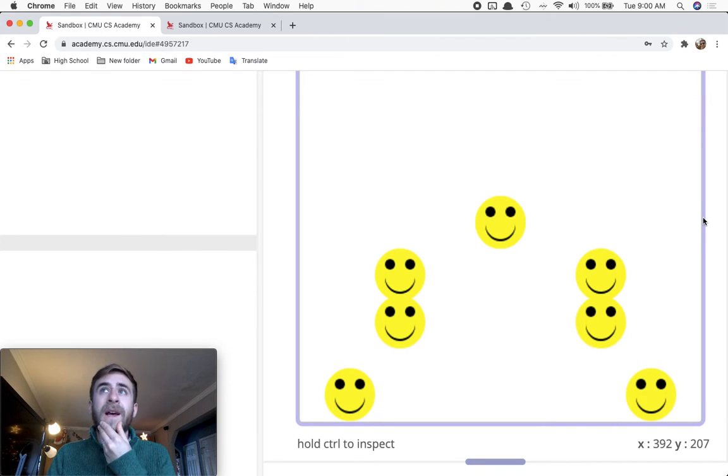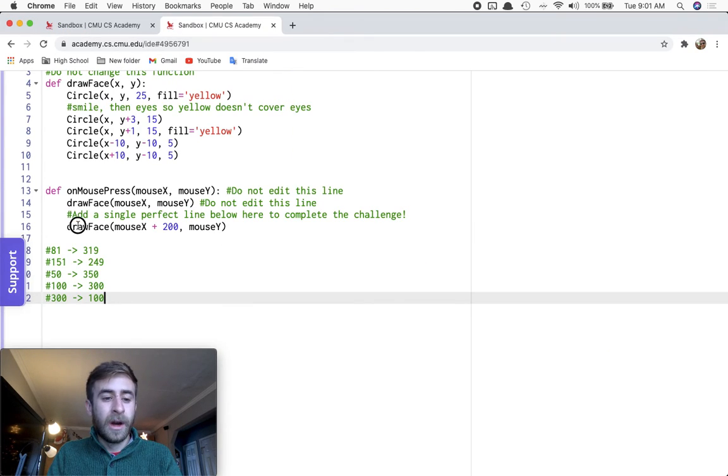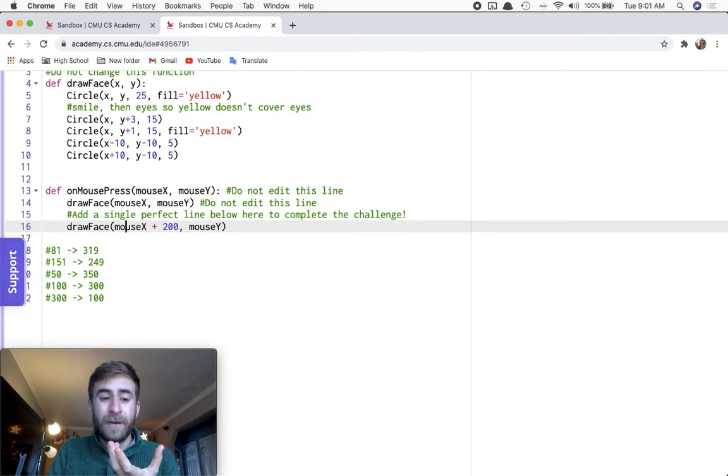So it looks like I'm using something in relation to the extremes of my canvas, 0 on the left or 400 on the right. And hopefully that's enough. If you want to pause the video, try a couple things out in your line 16 here. Hopefully that's enough for you to get it if you play around a little bit, but I'm going to give the solution right now. So pause if you don't want to be spoiled.